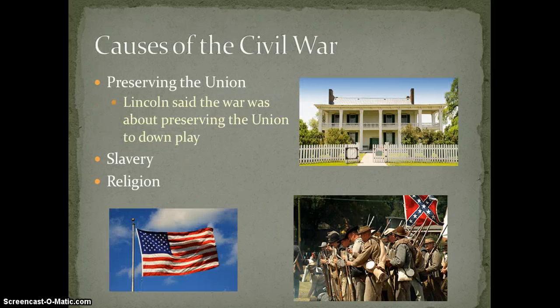And then the causes of the war. Lincoln tried to say that one of the causes of the war was preserving the Union and their ideas and their culture, and he said that to downplay the actual reason, which was slavery and the abolishment of slavery or continuing slavery. There was also a religious aspect. Each side believed that their way was the best way and God was supporting their ideas and their culture. So each side had a religious aspect to going into war, but the real reason was slavery.